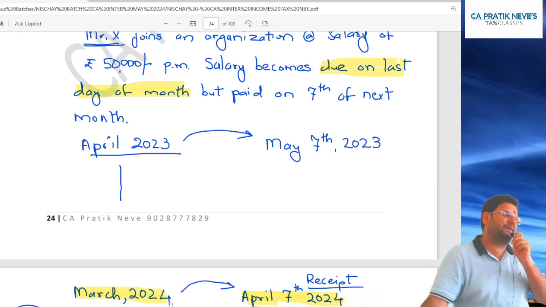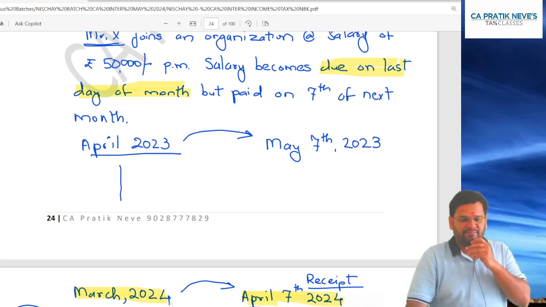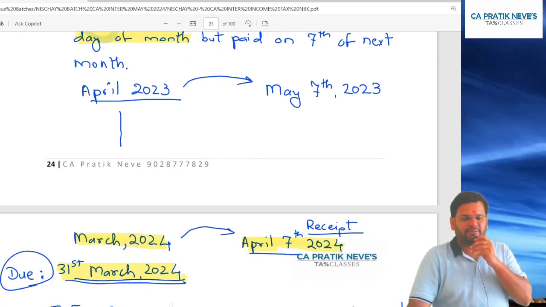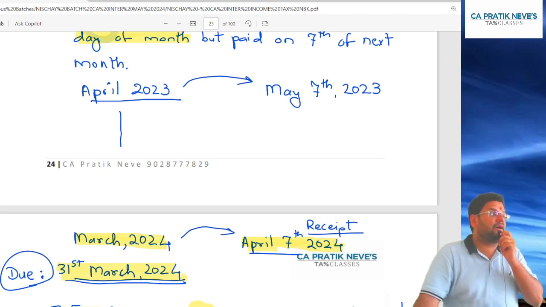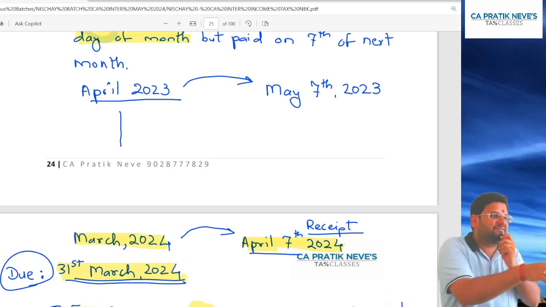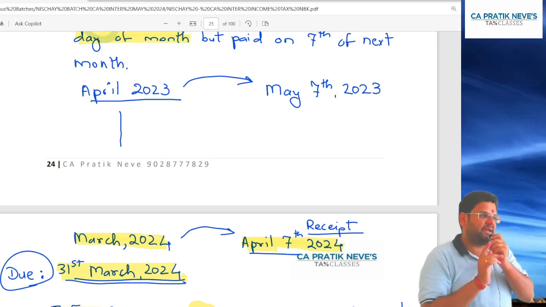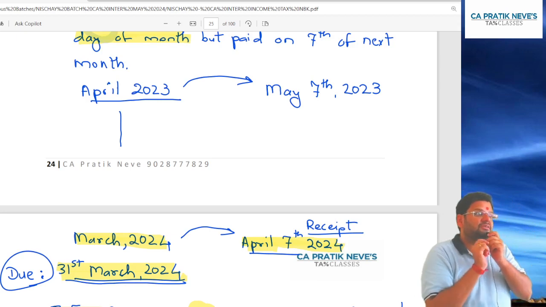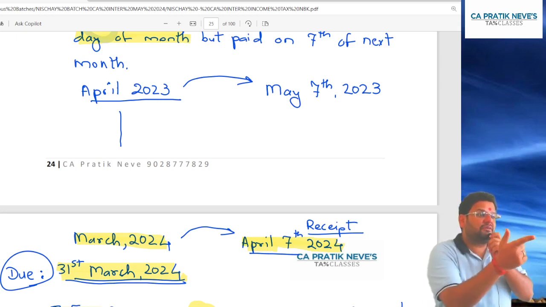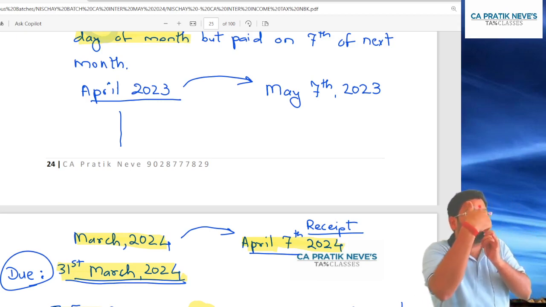That is the point I am trying to explain you. So now for PY 23-24, taxable salary will be 50,000 into all 12 months. If you check your bank account, you would have received in 23-24 only 5,50,000 and not 6 lakh, because the balance 50,000 you received on 7th April 24.